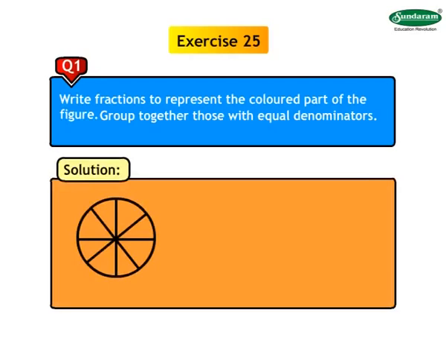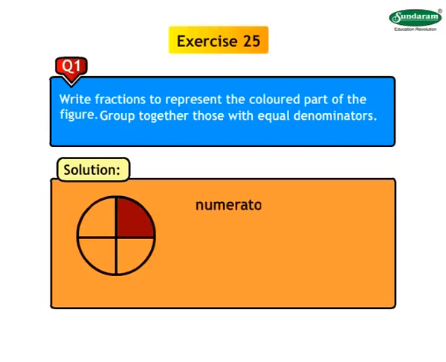Therefore, 8 is the denominator. 3 parts are colored. Thus, 3 is the numerator. The fraction is 3 upon 8. In the second figure, we can see that 1 part out of 4 equal parts is colored. Thus, numerator is equal to 1, denominator is equal to 4. Fraction is equal to 1 upon 4.